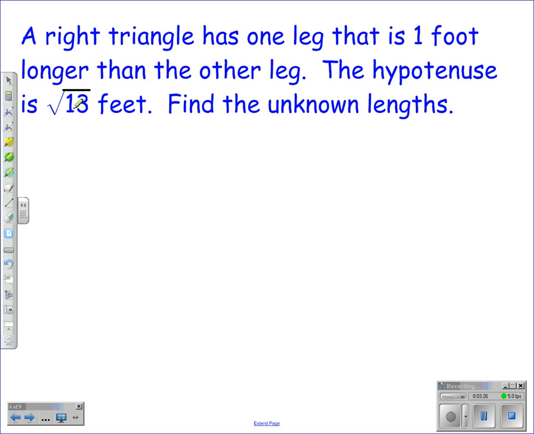A right triangle has one leg that is 1 foot longer than the other leg. And the hypotenuse is the square root of 13 feet. Find the unknown lengths. First thing you should probably do for yourself is draw yourself a triangle. Make it a right triangle. And we know that one of the legs is 1 foot longer than the other leg. If this leg is x, 1 foot longer is going to be x plus 1. And we're also told that the hypotenuse is the square root of 13.